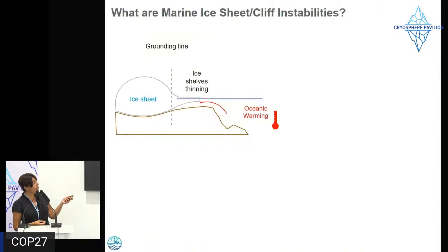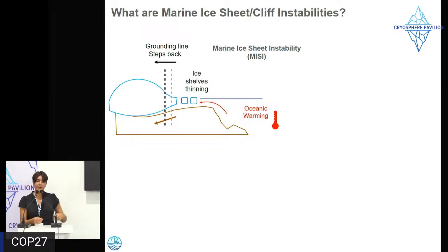Such disintegration occurs mostly because of oceanic warming and because of warm water intruding below those floating platforms of Antarctica. So what happens? Warm water penetrates below those ice shelves, and the ice shelves themselves thin because they are melting from below. Because they thin, at some point the ice flow coming from inland is not able to maintain the platform as a whole, so it disintegrates.